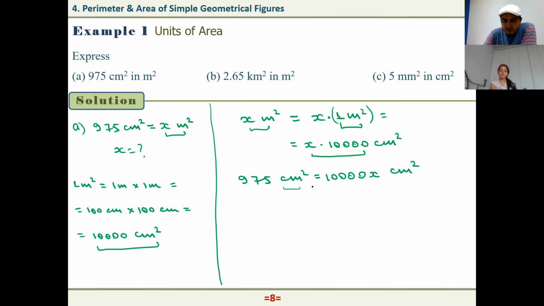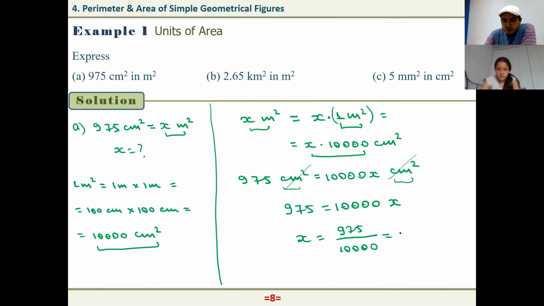So now do we have the same things, right? So I can cancel them out, because they are exactly the same. Just divide both sides by 1 centimeter squared, and they're gone. So what do we have here? Now just an algebraic equation, 975 equals 10,000 x. So what is x here? I should divide both sides by 10,000. That is 975 over 10,000, which is equal to 0.975. That is the value of x.